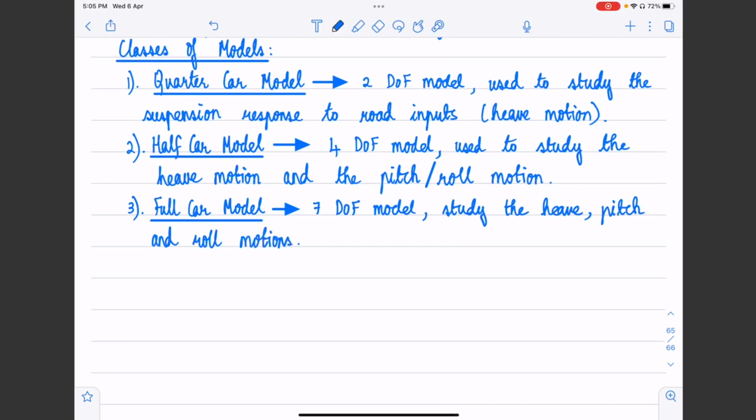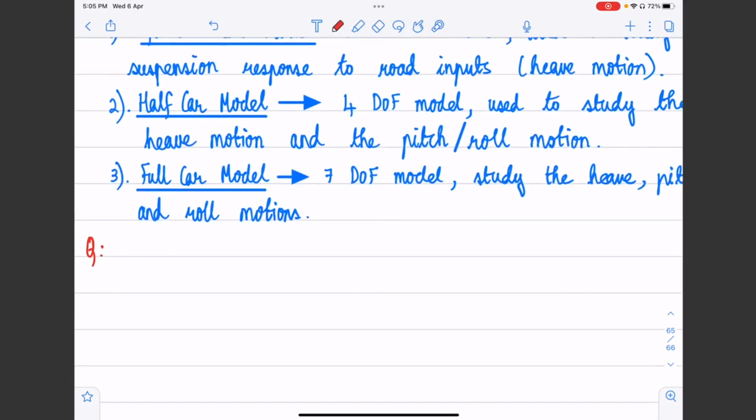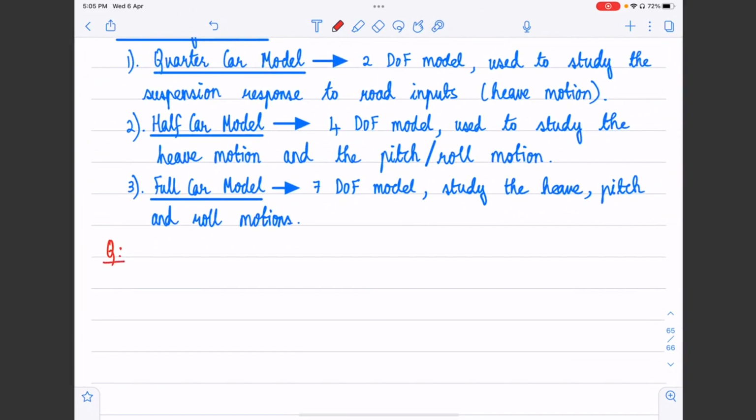Okay, so these are 3 classes of models which are used. So then the natural question that arises, right? As we know, every model is derived for a purpose and then used for some analysis, right? So the question naturally arises as to what phenomena we analyze using these models. Okay, so that is an important question that comes about, right? What do we analyze using these mathematical models?